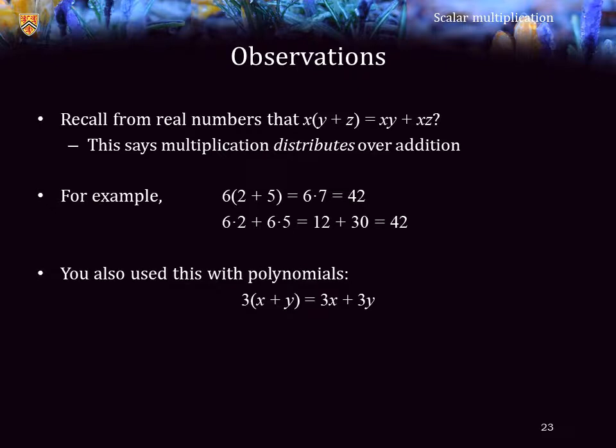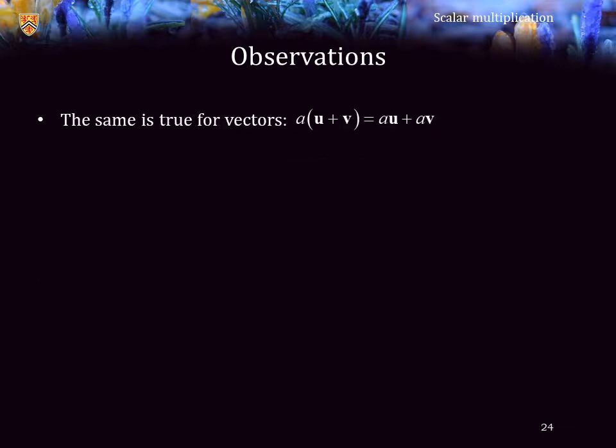You've also used this with polynomials. 3 times quantity x plus y is 3x plus 3y. Well, the same happens to be true for vectors. We're not going to prove this, but it's nice. It says that scalar multiplication also distributes over vector addition.